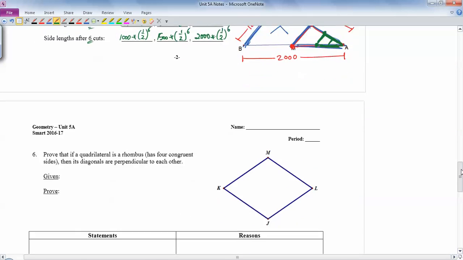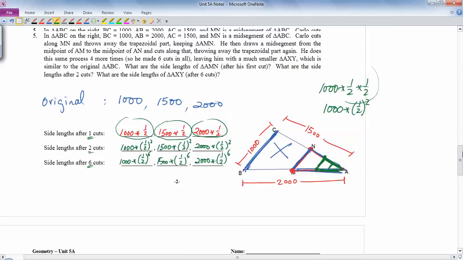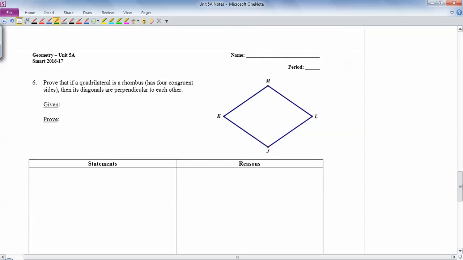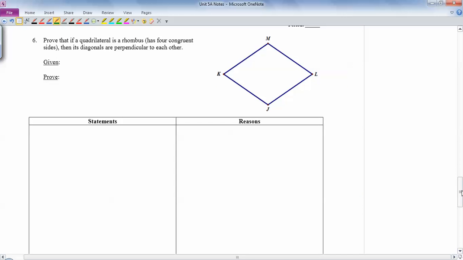So one more page here. So that's kind of a side note. We'll come back to mid-segment stuff later on in the unit, and I think it shows up somewhere in your homework. Let's go back to quadrilateral stuff now.